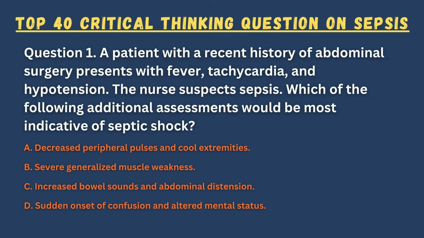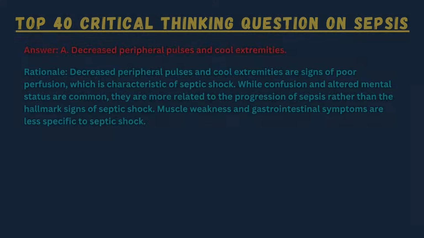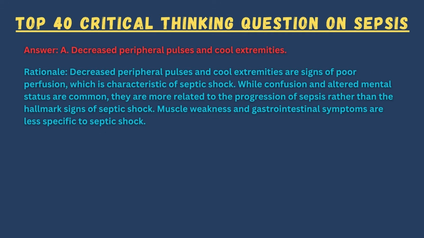B. Severe generalized muscle weakness. C. Increased bowel sounds and abdominal distension. D. Sudden onset of confusion and altered mental status. Answer. A. Decreased peripheral pulses and cool extremities.